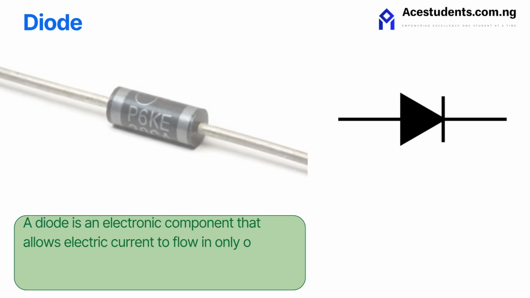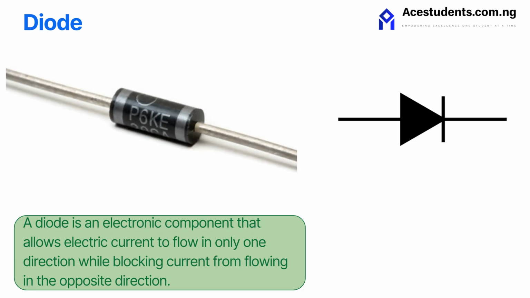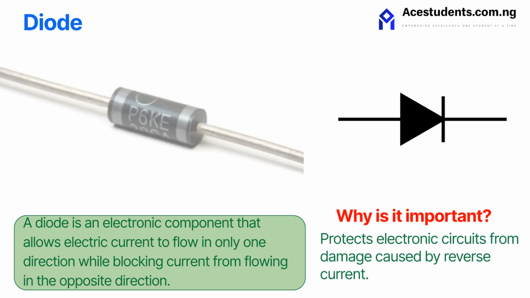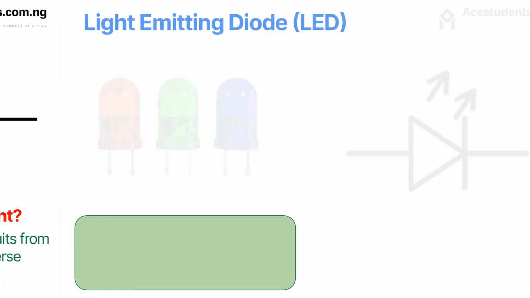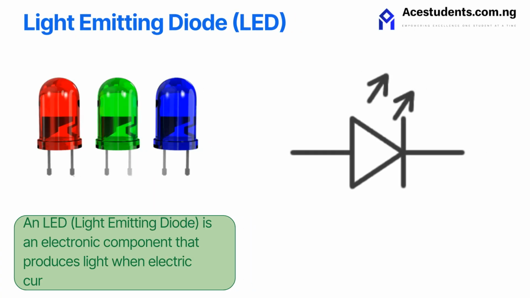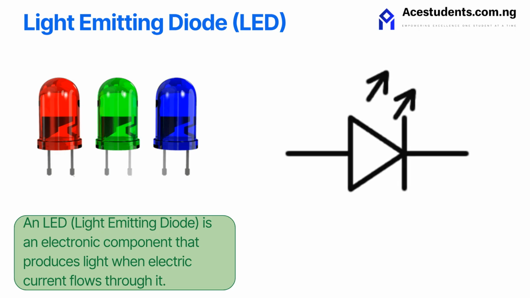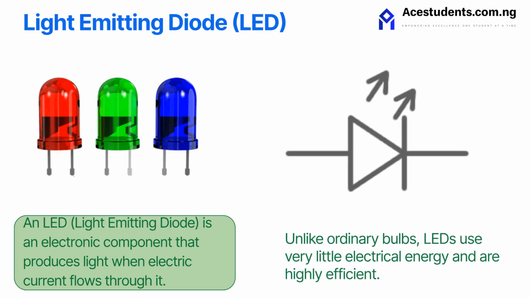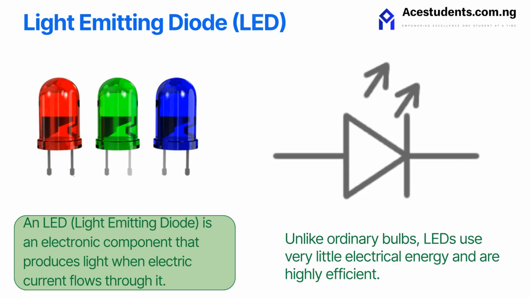A diode is an electronic component that allows electric current to flow in only one direction, protecting circuits from reverse current damage. An LED, or light-emitting diode, is an electronic component that produces light when current flows through it. They are highly efficient and use very little energy.